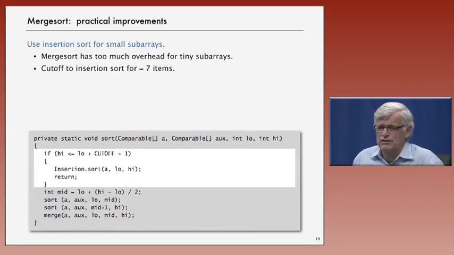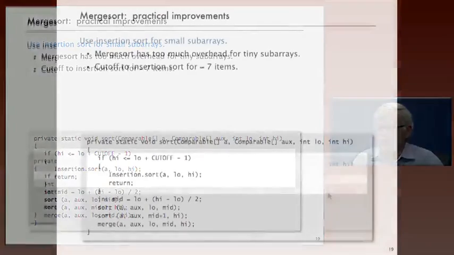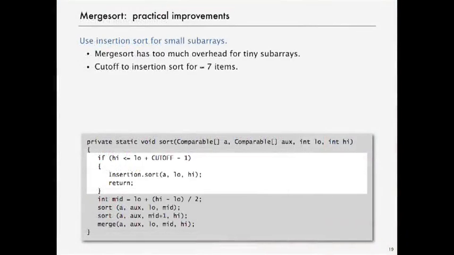And what's worse is the recursive nature of the sort definitely means that there's going to be lots of subarrays to be sorted. So one improvement that we can make is to cut off and use insertion sort, which is simple and efficient for small subarrays. So that's adding this one line of code to merge sort. It will make it quite a bit faster, maybe 20% faster.